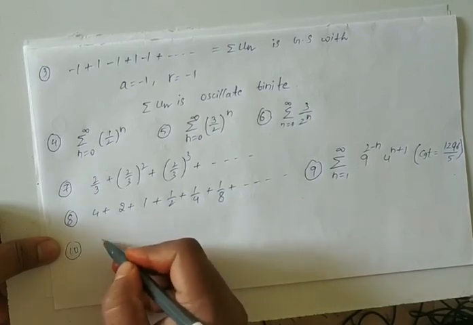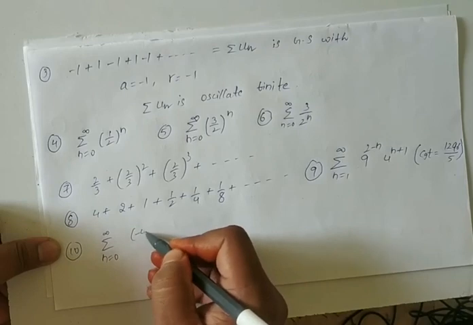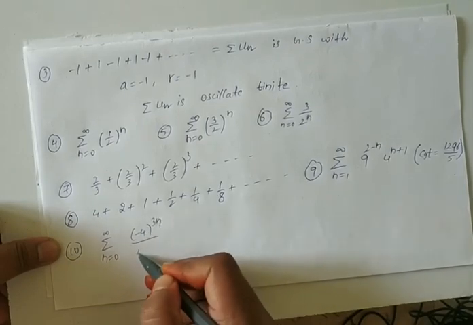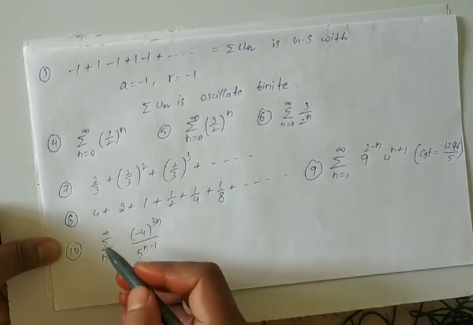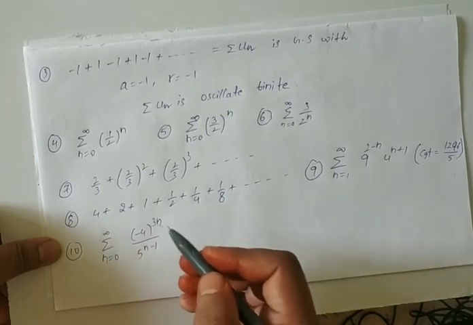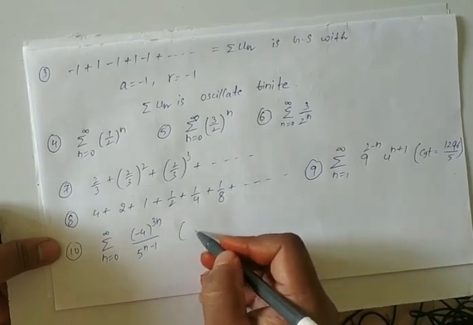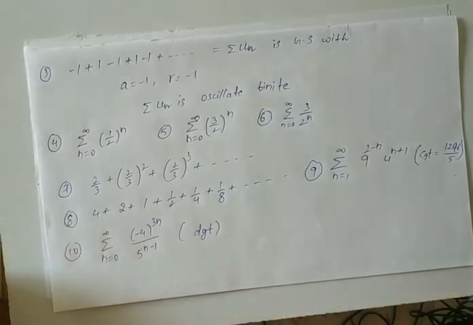10th one: summation n is equal to 0 to infinity, minus 4 whole power 3n by 5 power n minus 1. Here this is a divergent series. Please try to solve these problems.